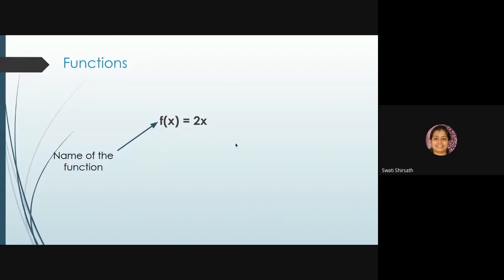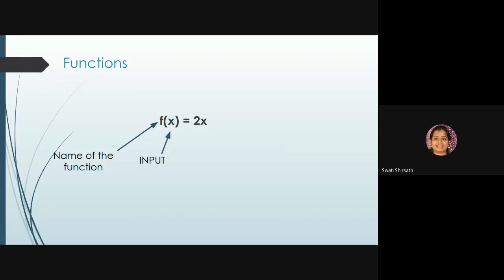Yeah. So you all know f of x is equal to 2x, okay? But then what is f? F is the name of your function. It can be g, h, p, q, r, anything, any small letter, okay? But mostly f, g, h are used.